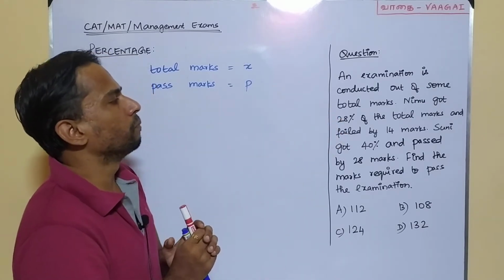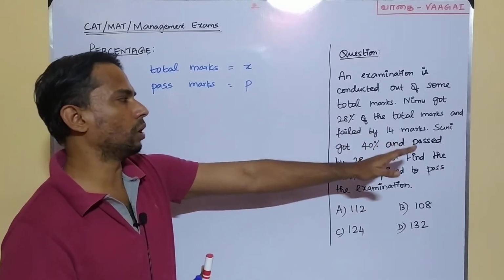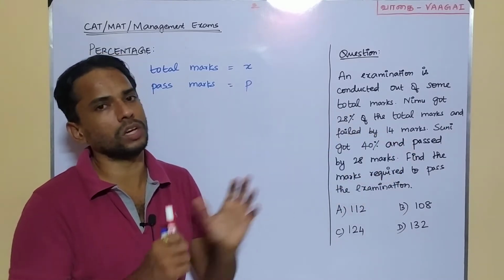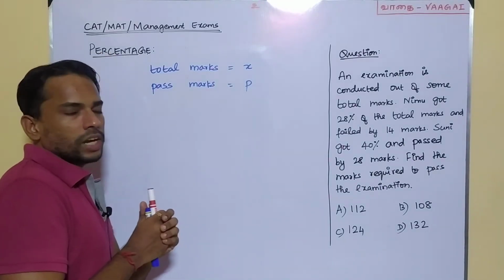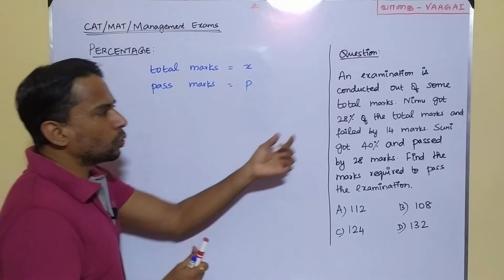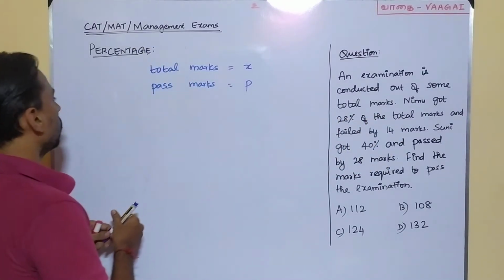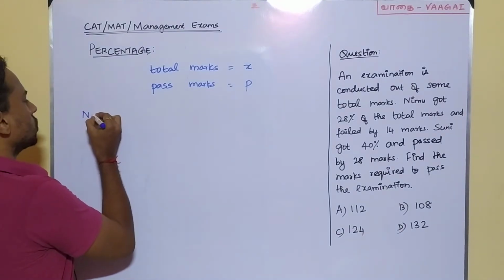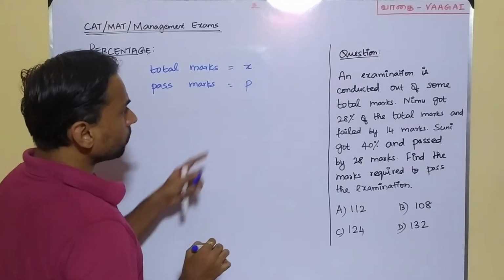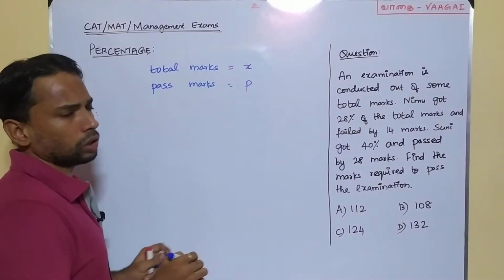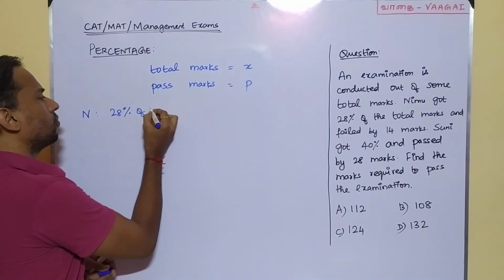First, Nimu got 28% of the total marks and failed by 14 marks. What does it mean? There is a student Nimu, and Nimu is getting 28% of the total marks. I'm just going to write Nimu's case as n. So n's mark is 28% of x.